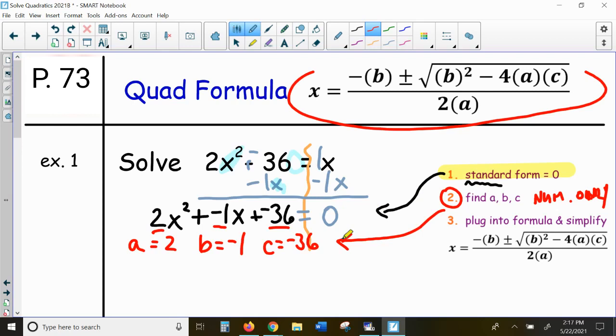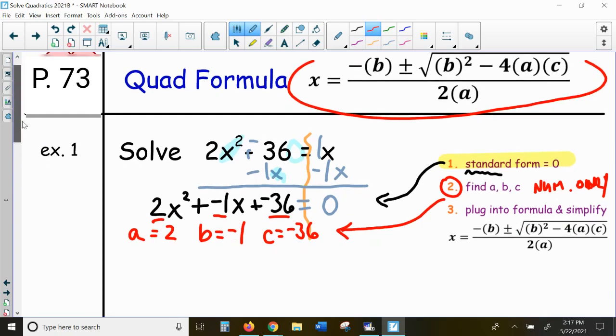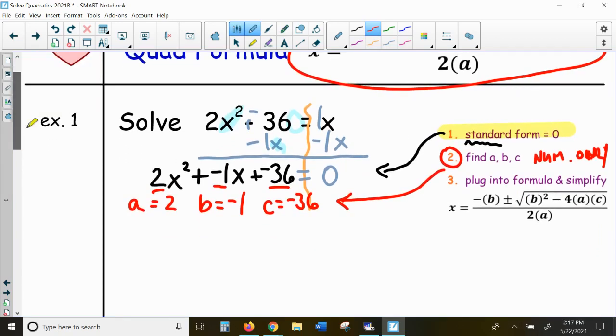Totally up to you. So now I need step 3, and that's plugging it into this formula. Very, very carefully plugging this into this formula. You pause, make sure you have the formula written on your paper right here, ready to go.